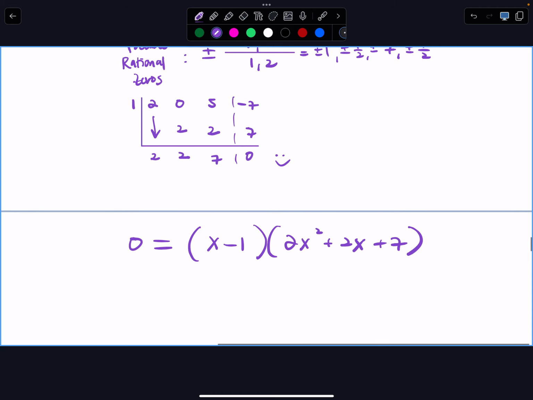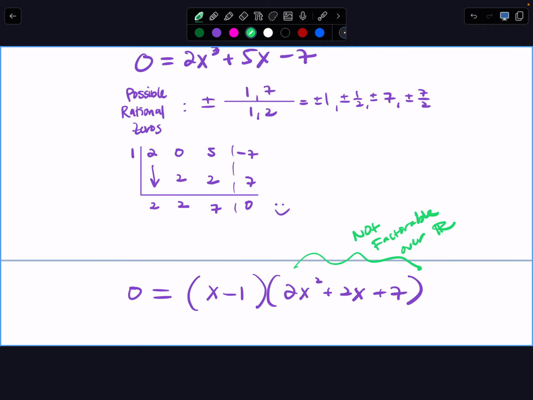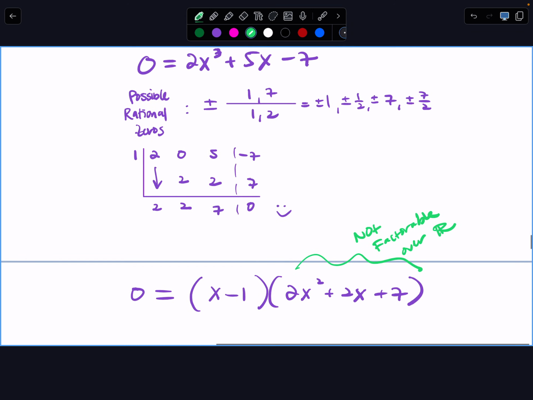Now here's the thing, this is not factorable over the real numbers, right? And we're only in the real numbers in here. Wait, so how do we get these possible rational zeros? Oh, it's the last one.